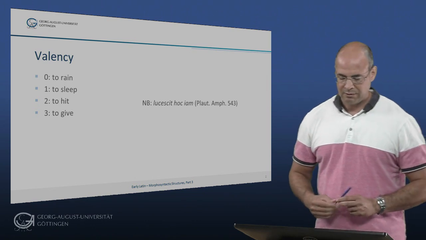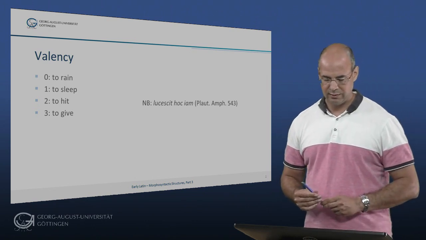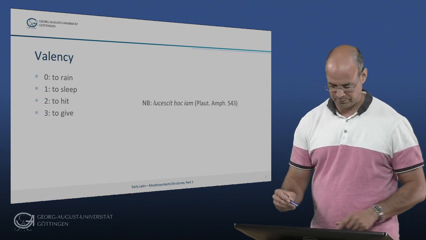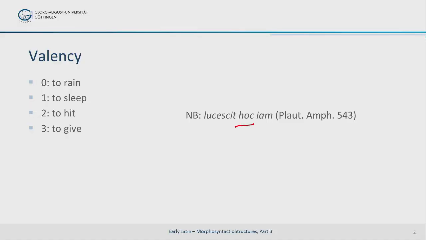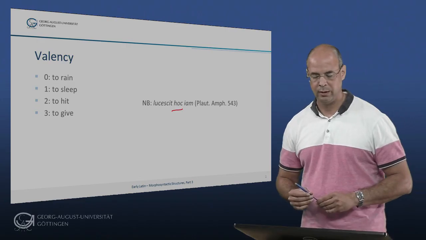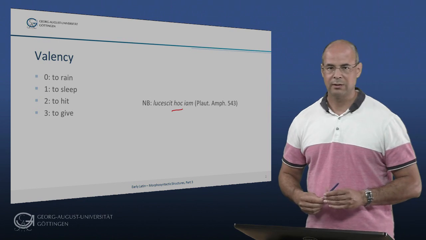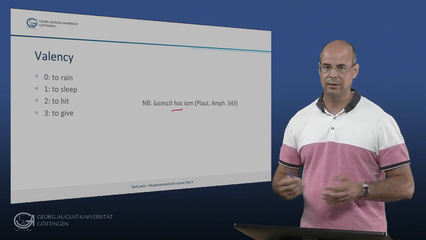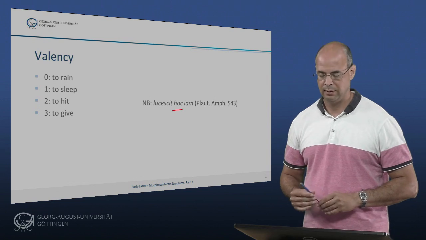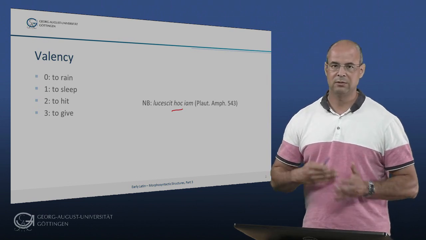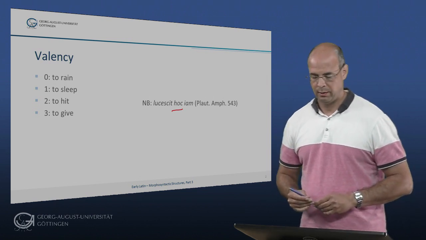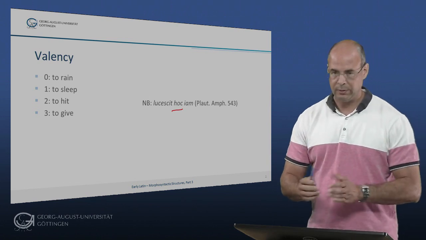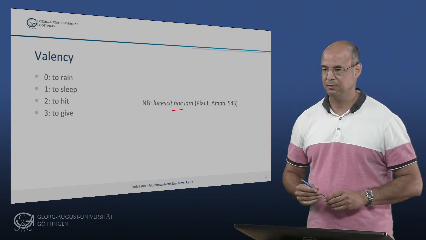Now, in early Latin, you find an interesting phenomenon, and it's been explained in different ways. You can see a subject pronoun here, lucescit hoc iam, it is turning light. And hoc looks very much like English it. Now in classical Latin you wouldn't have any pronoun here. You can't really say it rains in classical Latin with an id or a hoc. In early Latin this hoc here has been interpreted in different ways.